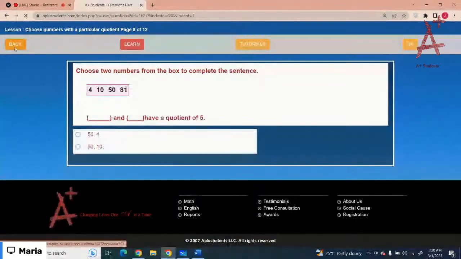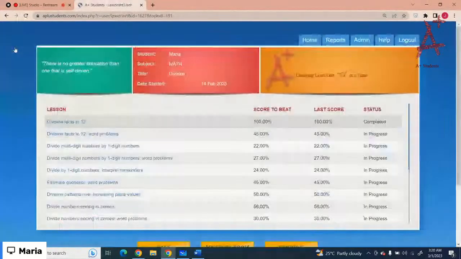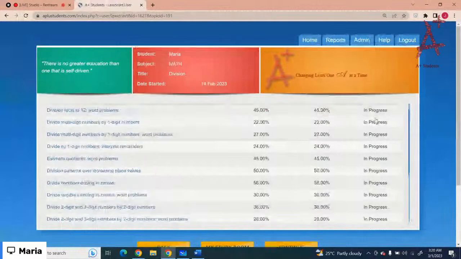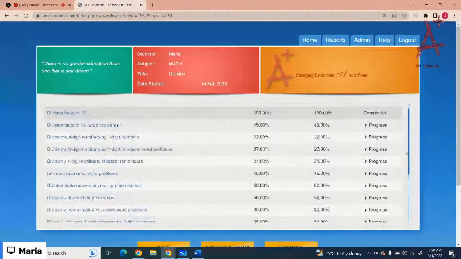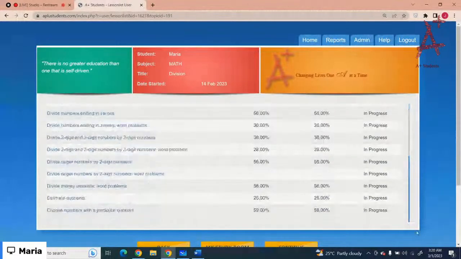Let me just move on to the next lesson. We are left with the final test of the chapter, division. You have to do the final test of the chapter on your own because you cannot see the final test until the status of all the lessons is completed. Got it? So you can do the final test on your own. Let me just move on to the next chapter.